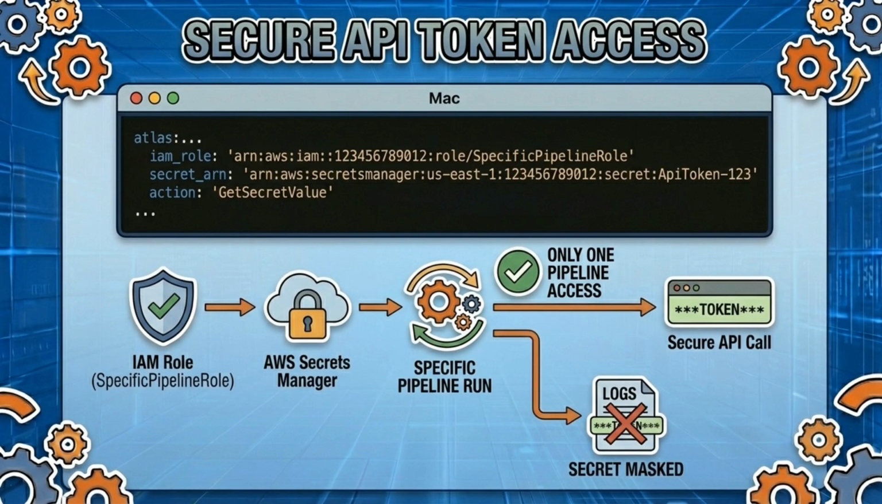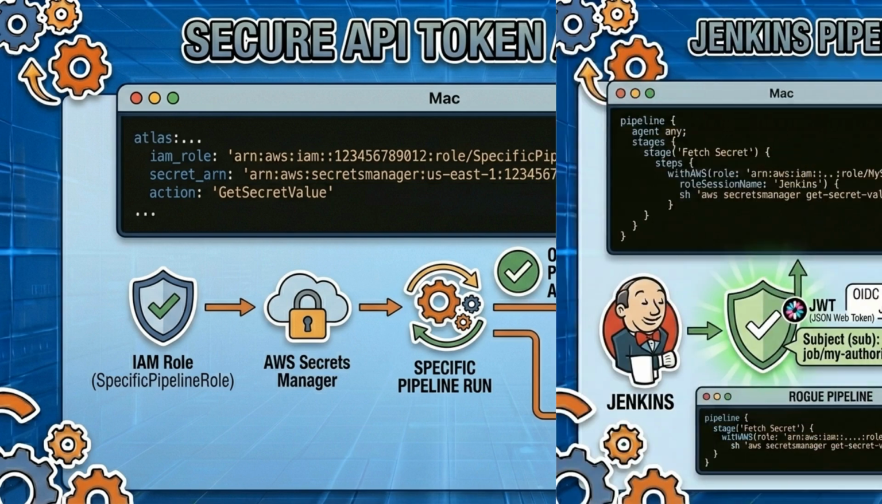Now, let's address a highly advanced enterprise scenario. You have an API token stored in AWS Secrets Manager. You have an IAM role that can fetch it, and your pipeline needs this token to call an external API. How do we ensure this secret is not exposed in logs? And more importantly, how do we guarantee that only one specific pipeline can fetch it? If another developer copies your exact Groovy code into their own pipeline, it must fail.